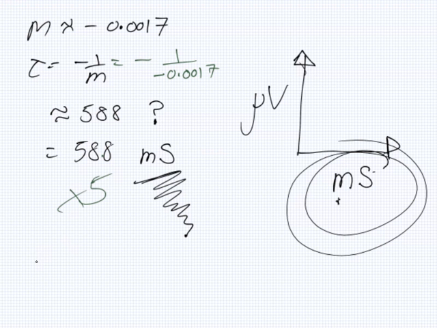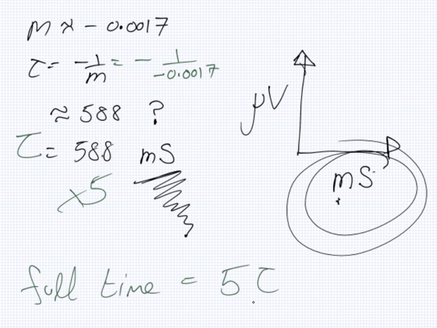What is the question? No, I mean, the 5? This was the time constant, and then the full time is 5 of these. Remember this formula? Yeah, nearly 5, yeah. So that's 2,940 milliseconds. Is that what you got?